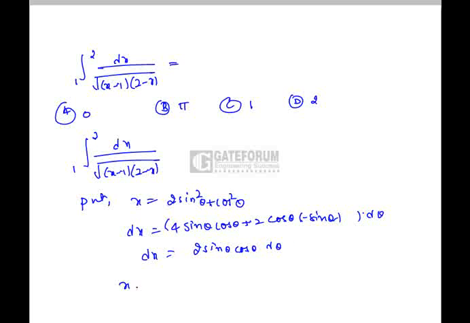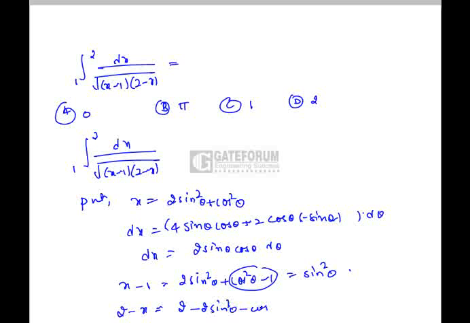Now, x minus 1 will be 2 sine square theta plus cos square theta minus 1, which is equal to cos square theta minus 1, which is nothing but minus of (1 minus cos square theta), which is minus sine square theta. So 2 sine square theta minus sine square theta is sine square theta. Similarly, we'll find the value of 2 minus x, which is 2 minus 2 sine square theta minus cos square theta. Now, if I take 2 common, it will be 2 times (1 minus sine square theta), which is 2 cos square theta, minus cos square theta. Again, the result will be cos square theta.